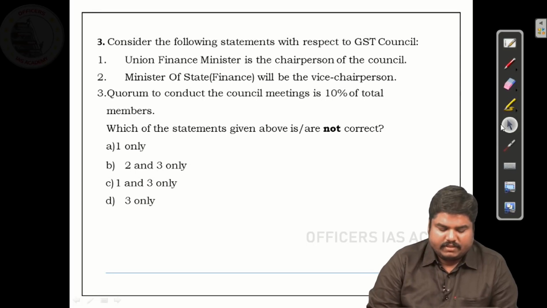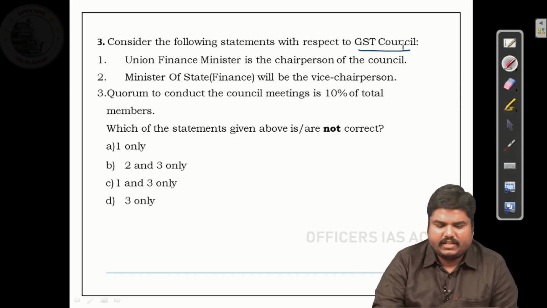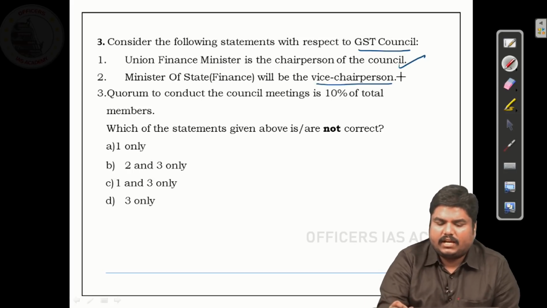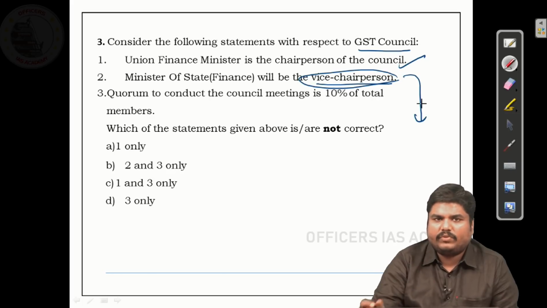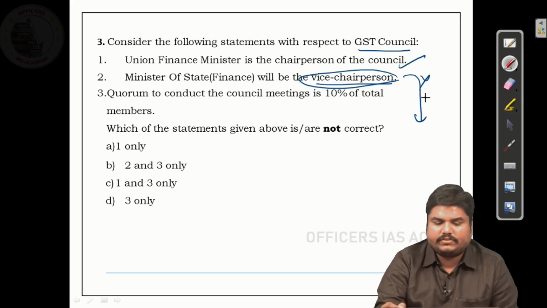Right. Question number 3. Consider the following statements with respect to GST Council. Just now I was explaining about GST Council. It is headed by the Finance Minister. So the Union Finance Minister is the chairperson of the council. That is a correct statement. Minister of State Finance will be the vice chairperson? See, the vice chairperson post will go to one of the finance ministers coming under the states category. One of the 29 finance ministers will be given this vice chairperson position. So statement 2 is wrong.